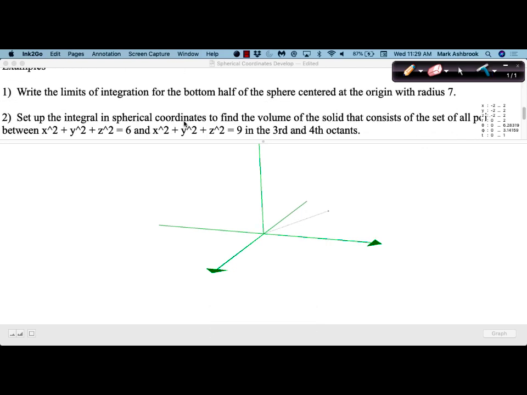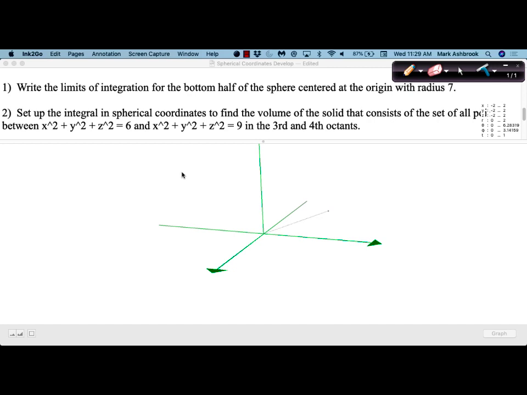Write the limits of integration for the bottom half of a sphere centered at the origin with radius 7. And then set up the integral in spherical coordinates to find the volume of the solid that consists of the set of all points between this and the third and fourth octants. See how far you can get on those two.